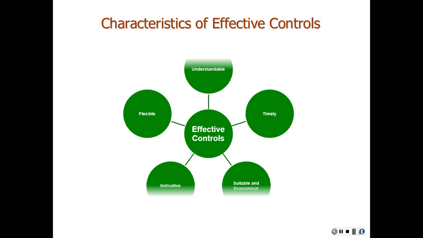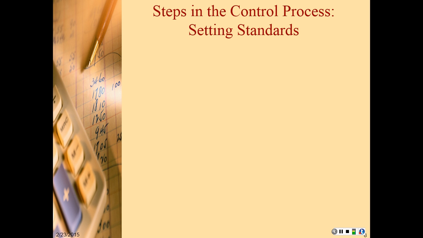All right? Now, there are characteristics of effective control. You need to be flexible. Your controls need to be understandable. Your objectives need to be understandable. They need to be timely. They need to be indicative of what the company's trying to attain and what the objectives are. And, of course, they have to be suitable and economical so that you meet budget or stay within guidelines, right?